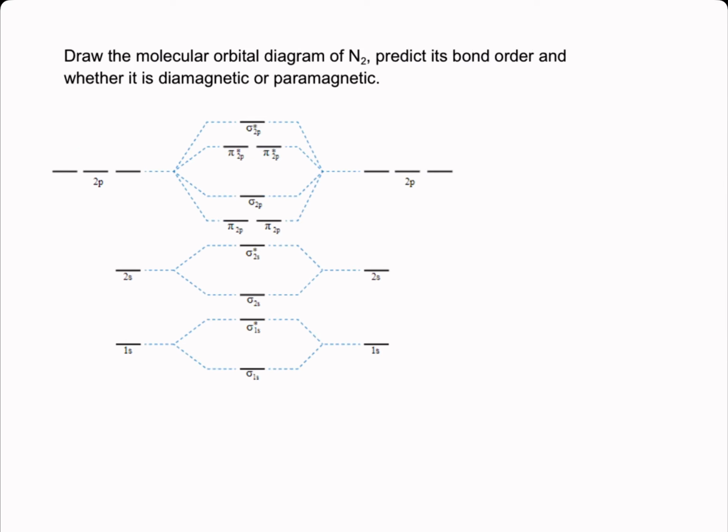Let's see an example. Draw the molecular orbital diagram of N2. Predict its bond order and whether it's diamagnetic or paramagnetic. I like to always start off with the valence electron count. Nitrogen is in group 5, and we have 2 nitrogens. So there's a total of 10 valence electrons.